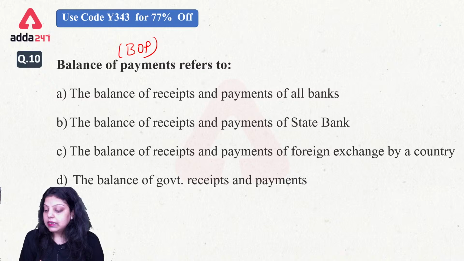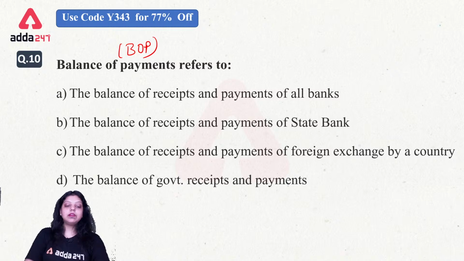Now what will be the right answer? Devashish is saying C, that is balance of receipts and payments of foreign exchange by a country. Okay. Satyendra is also saying C. What about the rest? Rama is saying D. Okay.